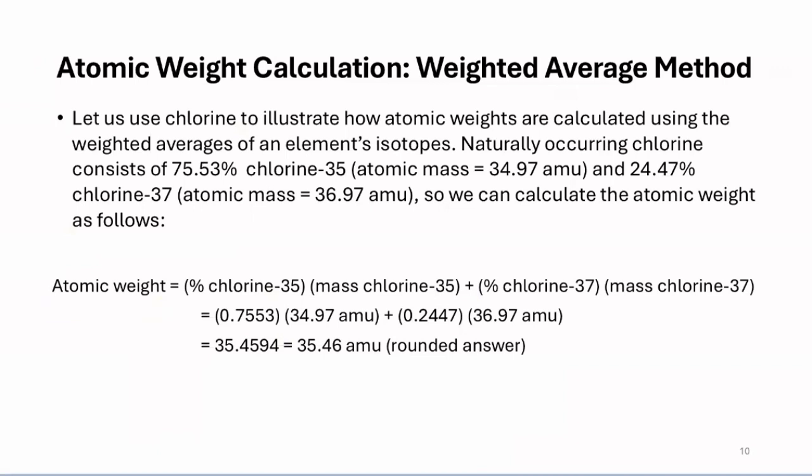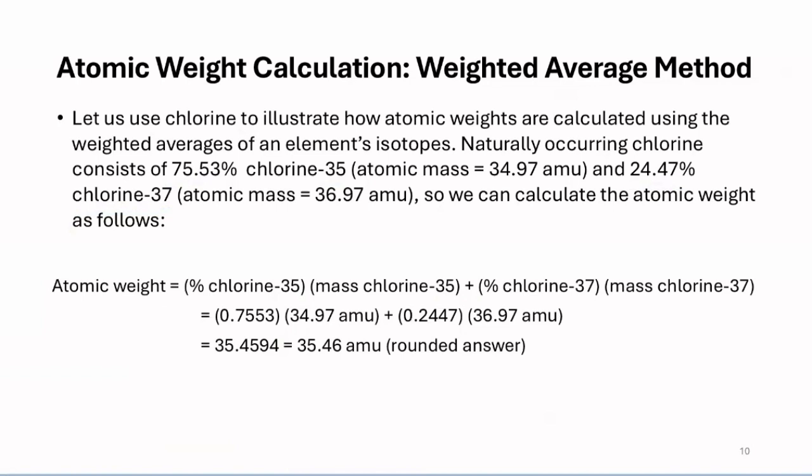Here we have the example of chlorine. There are two isotopes of chlorine that can be found: chlorine 35 and chlorine 37. We can also see in parentheses the mass of chlorine 35, while this is the mass of chlorine 37. Additional information has been provided, which is the percent abundance for chlorine 35 and for chlorine 37. We can see that chlorine 35 is the most abundant of the two isotopes.